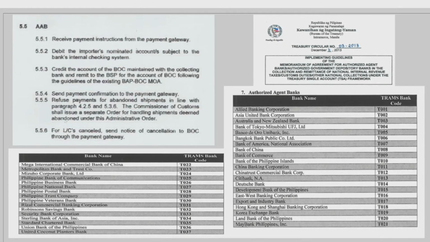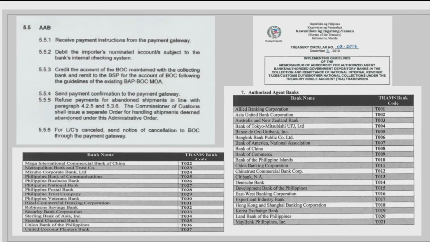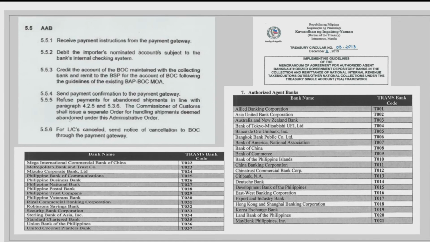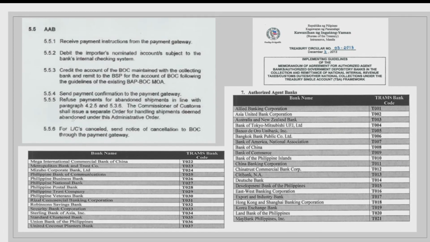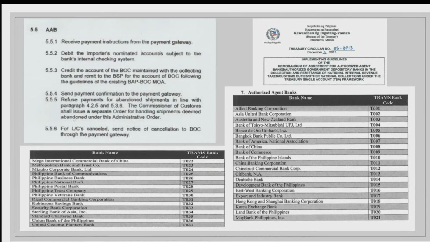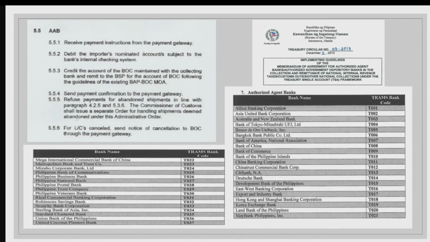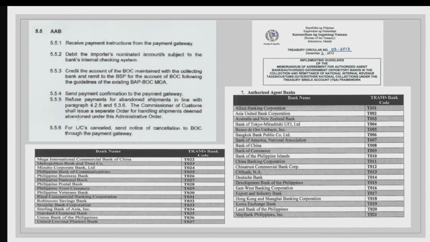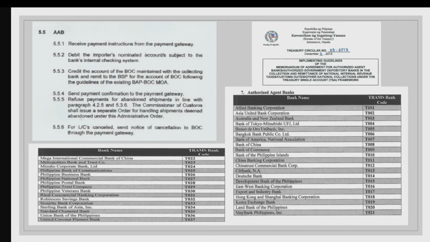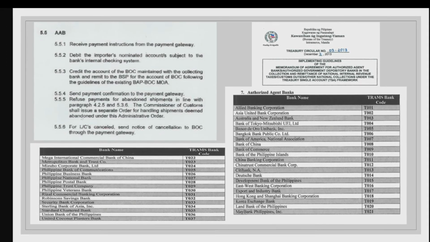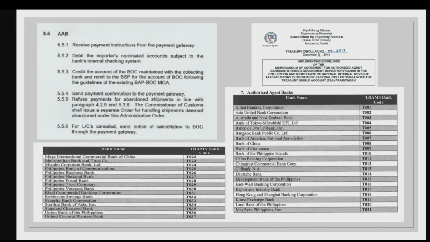Authorized agent bank's responsibilities. The authorized agent bank receives payment instruction from the payment gateway. So these payment instructions are from the Bureau of Customs when there is already a final amount that is to be paid by the importer. And then they are the ones who debit the importer's nominated accounts subject to the bank's internal checking system. They also credit the account of the BOC maintained with the collecting bank and remit to the BSP for the account of BOC following the guidelines of the existing BAP-BOC MOA.